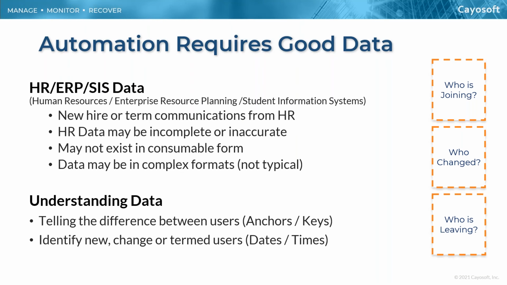So if you're going to do completely automatic user provisioning, you're going to have some source of the data. And here are some tips or some traps that you can fall into. You've got to really know who's going to be joining, who just changed, and who's leaving. Those are the three: joiners, movers, and leavers. And in your HR, ERP, or SIS data, sometimes that can be very clear, and sometimes it can be a little muddy. So you have to understand what's going on.